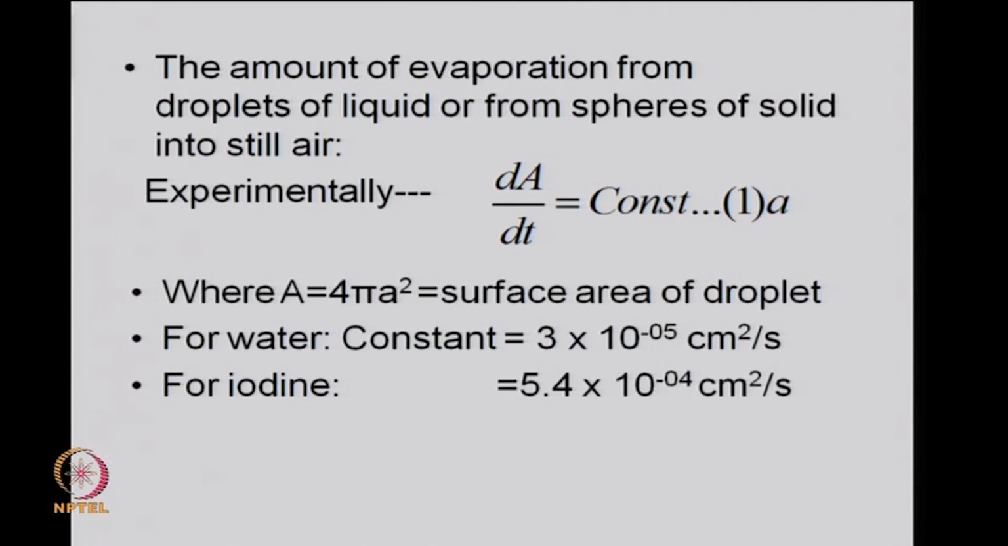Rate of change of area is constant, and for a spherical geometry A is 4 pi a squared, where the small a is the radius of the droplet, and for water this constant is about 3 into 10 raised to minus 5 centimeter square per second. For an iodine particle, it is 5.4 into 10 raised to minus 4 centimeter square per second.